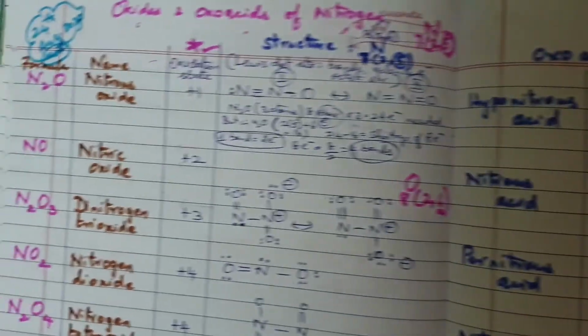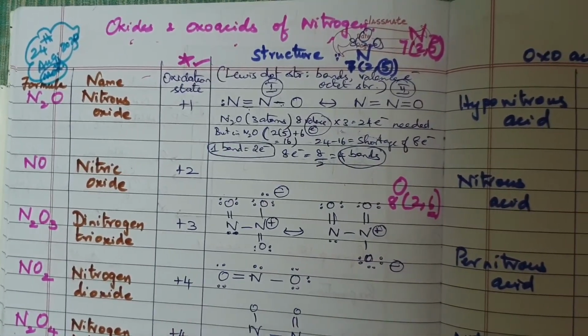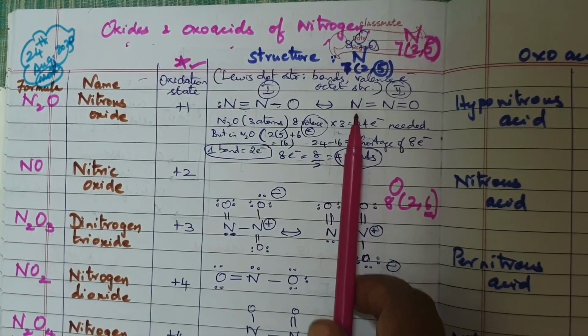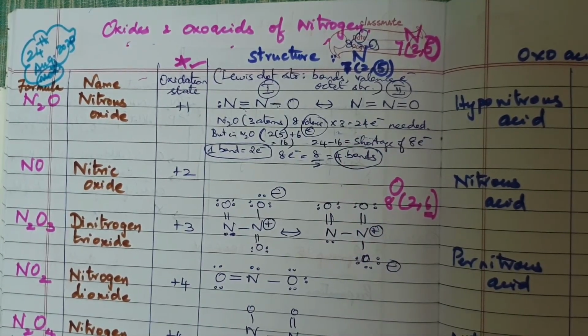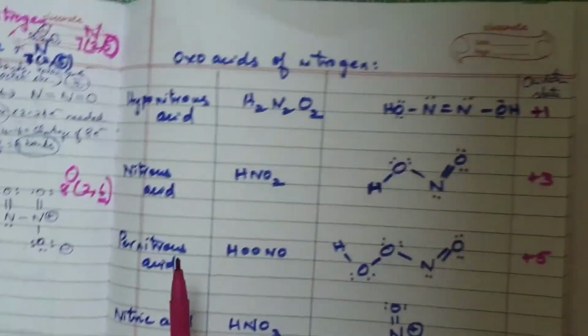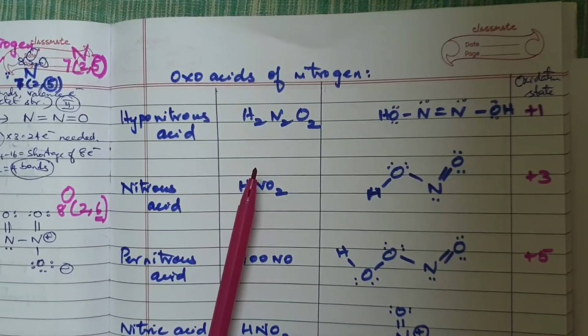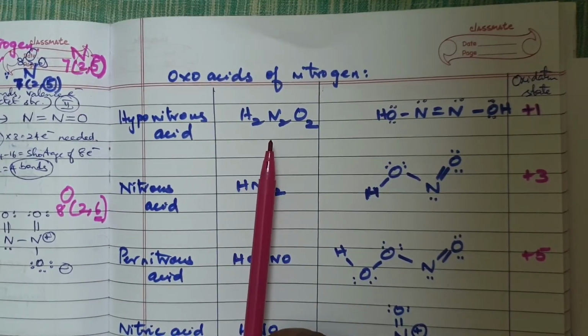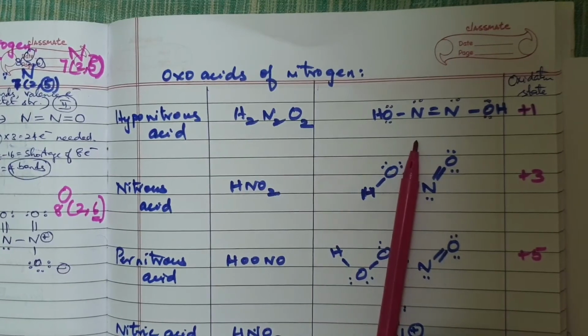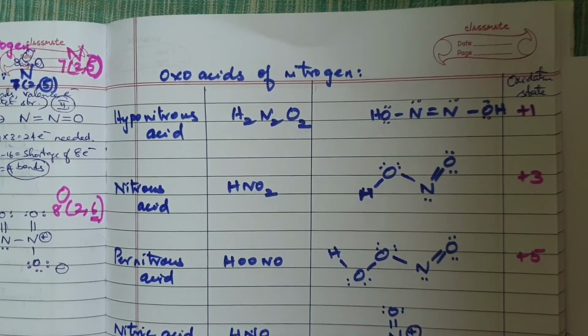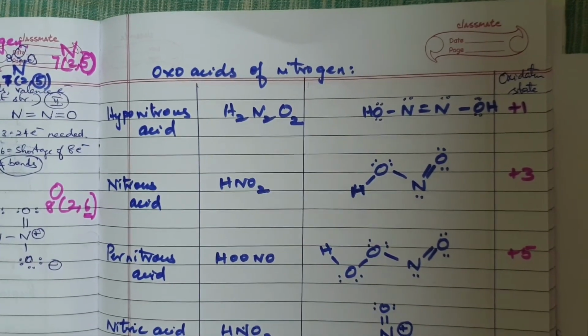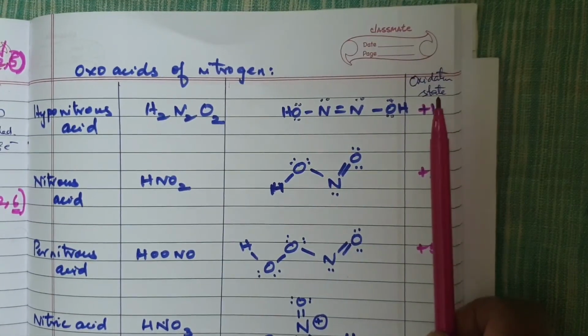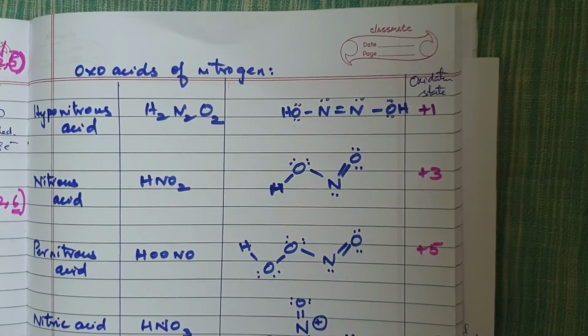Thus the different oxides of nitrogen, their structures can easily be deduced, and in the same way the oxo acids of nitrogen, their formula, the names and their structures can easily be deduced. Now in the next video you are going to see how to calculate the oxidation state of the oxides and the oxo acids of nitrogen.